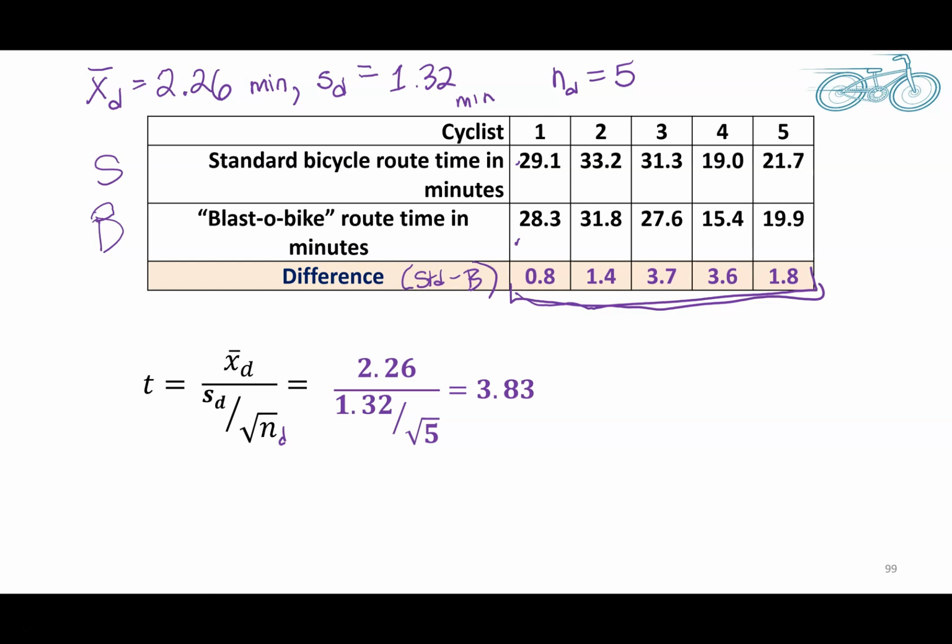5's not a very big sample size. Most of the time we're going to be pretty bummed if you only have a sample size of 5. I end up getting 3.83. So we're still going to need a little bit more information in order to find a p-value. We're going to need degrees of freedom. So it's my number of pairs minus 1. So that's just 5 minus 1, which is 4.